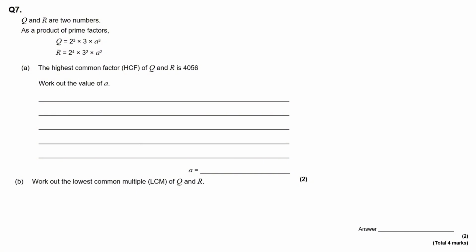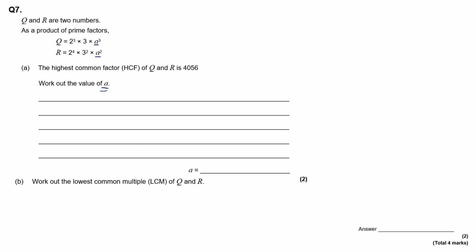Question 7. Q and R are two numbers written as a product of prime factors, so they give us the product of prime factors. Well, we don't really know the numerical value of A at the moment. Oh yeah, they're asking us to find out A. The highest common factor, HCF, of Q and R is 4056.